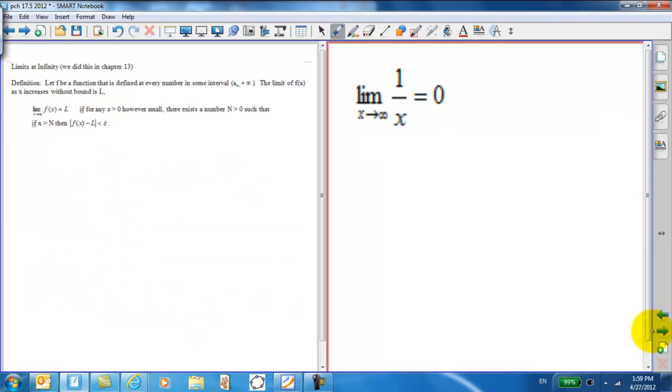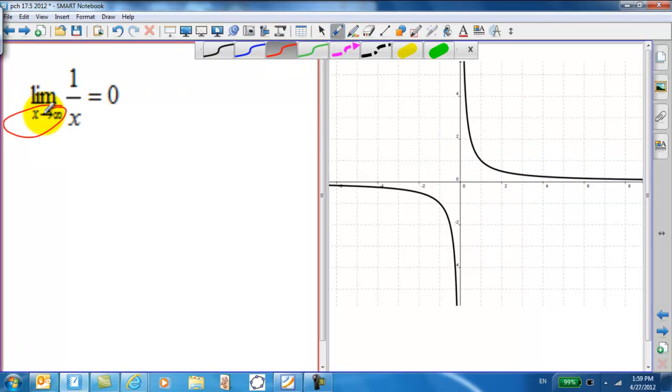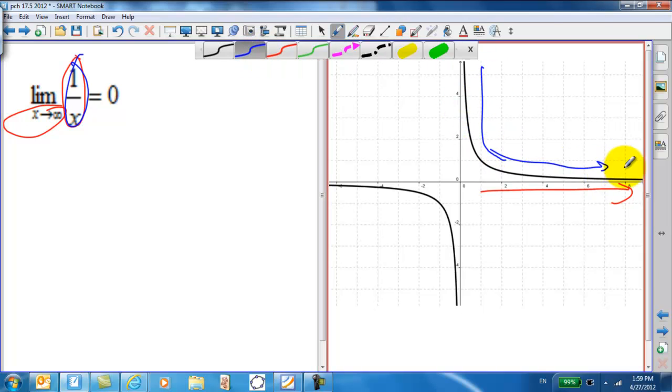Because instead of x getting closer to a number, you can see x approaches infinity. Okay, so the limit as x goes to infinity of 1 over x, this really speaks out of the graph here. As the x's head off to infinity this way, the y's, 1 over x, are approaching 0. So that's why that limit equals 0.